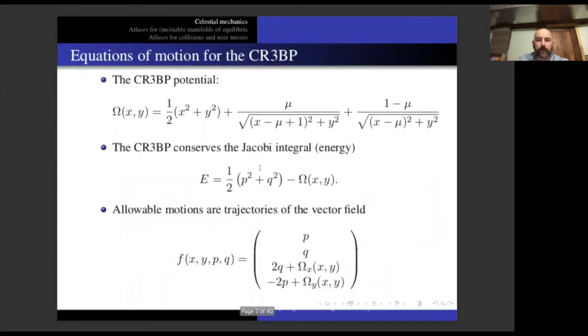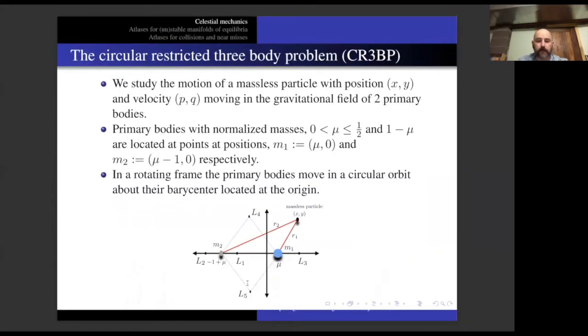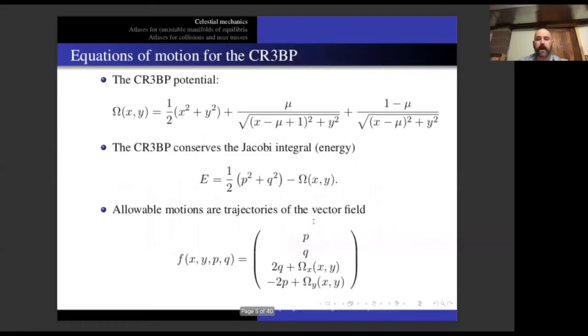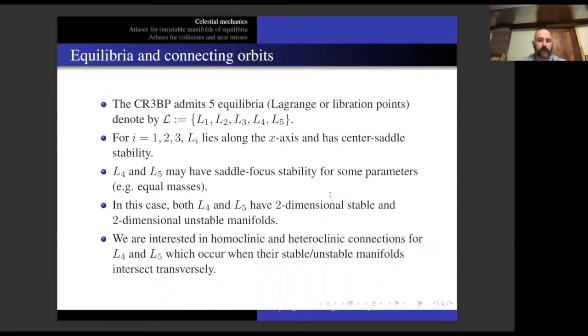Let me pop back real quick. That's the top and the bottom on this triangle. These are symmetric with respect to the x-axis. We're going to talk about those because for some mass parameters, they can have saddle-focus stability. Saddle-focus meaning that they have 2-dimensional stable and 2-dimensional unstable manifolds, of focus type. So they'll have a complex conjugate pair of stable eigenvalues and a complex conjugate pair of unstable eigenvalues. This happens as long as the mass ratio is not too large.